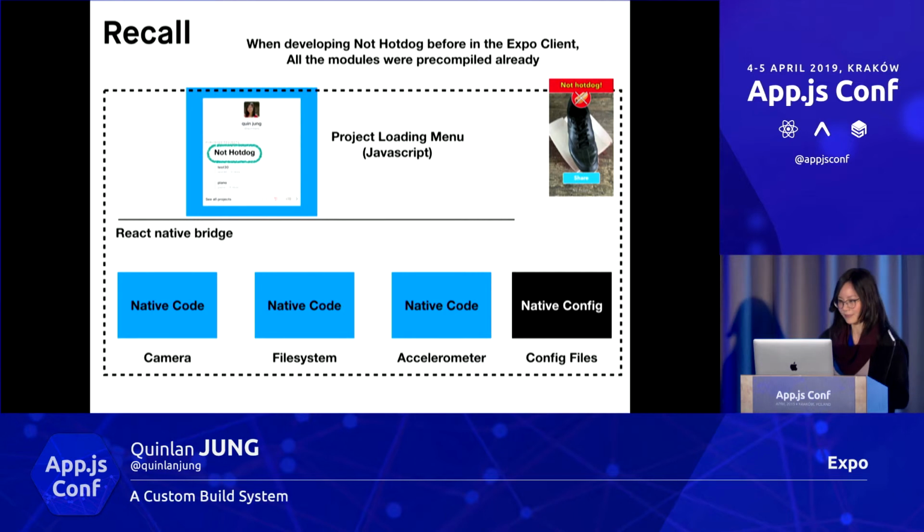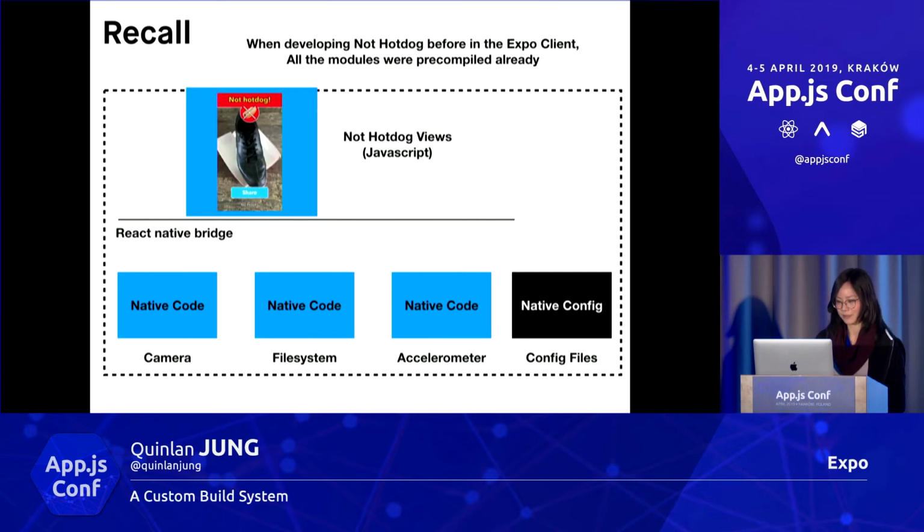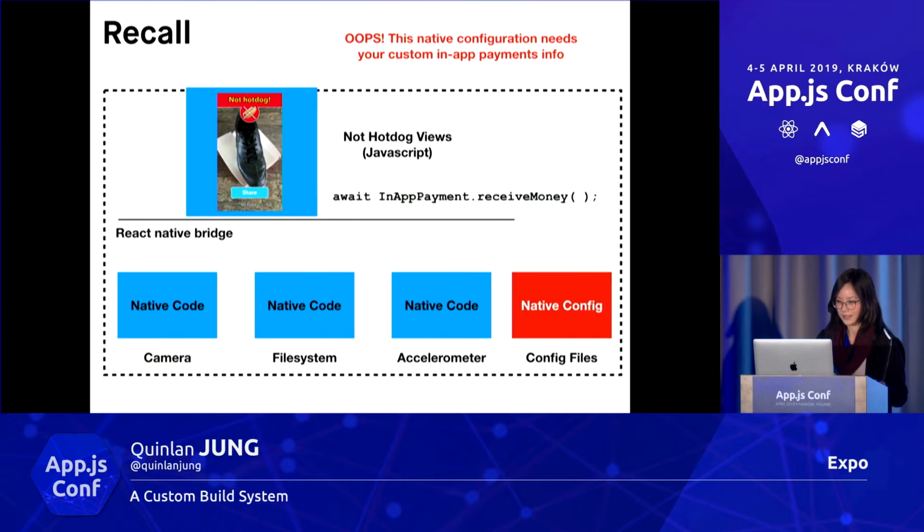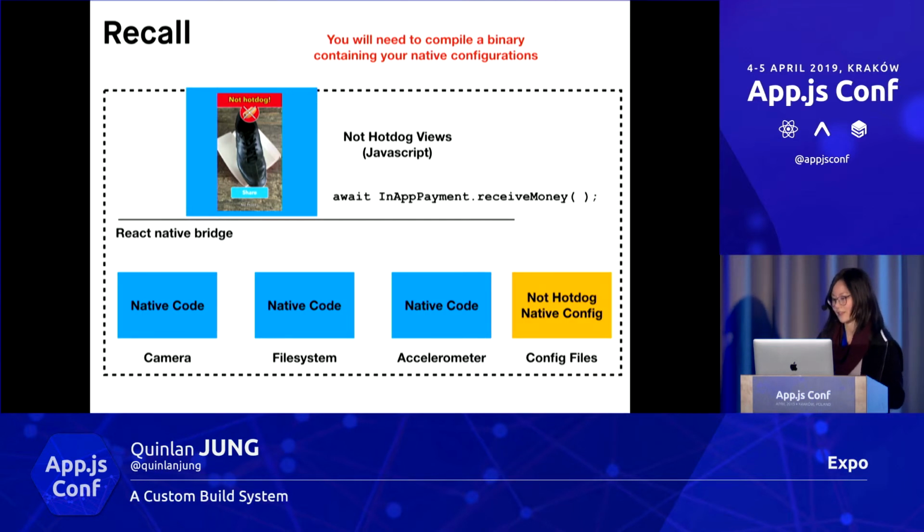Right. So Not Hot Dog will come from your development server, it'll get put on your phone, but something's different this time. This time we want to see if in-app payments work. And the way you'll be calling it is something like in-app payment.receiveMyMoney. Right. But this won't work this time because we need to have the proper native configuration, and you can't really get that from the Expo client you downloaded from the App Store. What we really want is to compile a binary containing your native configurations. We want the Not Hot Dog native configurations.